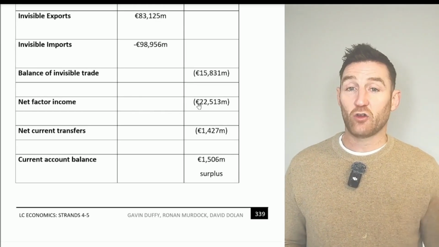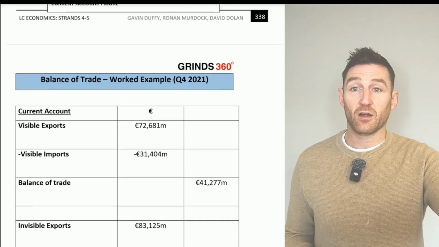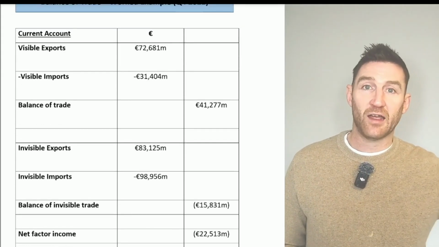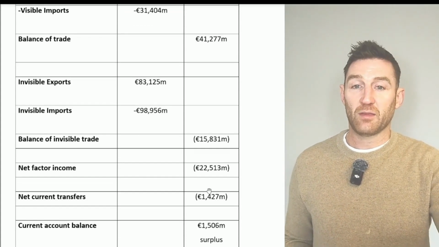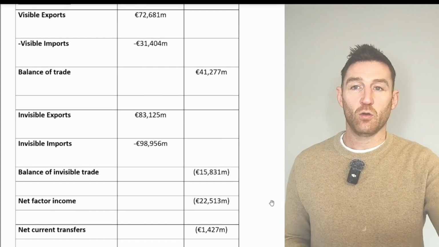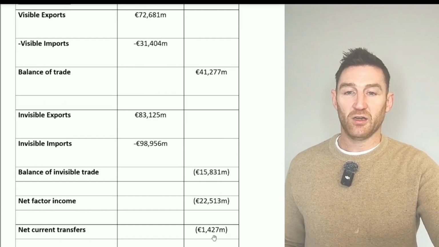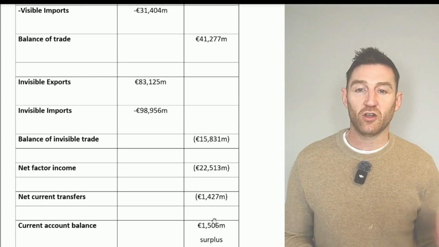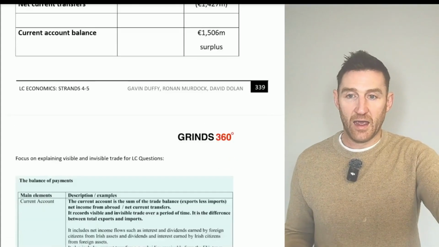The net current transfers will also nearly always be a negative figure. So net current transfers are subsidies from the EU minus taxes paid to the EU and aid that we send to other countries. So that's minus 1,427. Just tidying it all up, we have that 41 minus that 15 minus that 22 minus that 1,427. And overall then we have a current account surplus of 1,506. So that's how it goes.